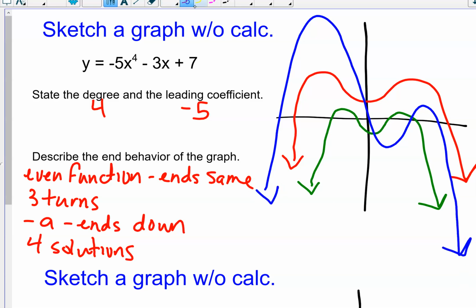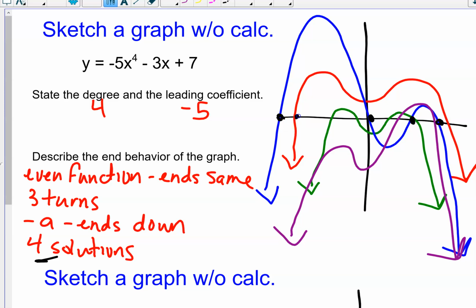Notice how similar they all are. Could look like, I'll do one more here. That. So if I'm looking at the blue, it has to have 4 solutions. So I've got 1, 2, 3, 4. So that would have 4 real solutions.